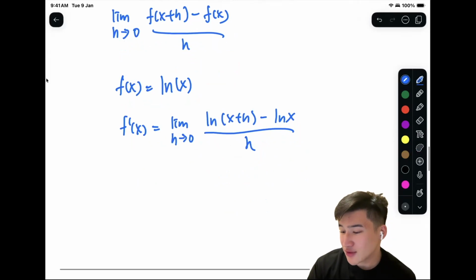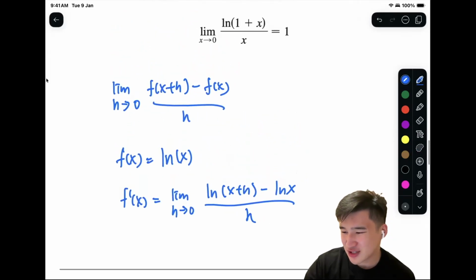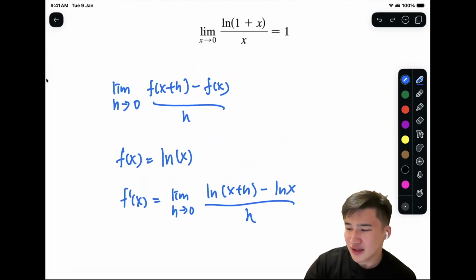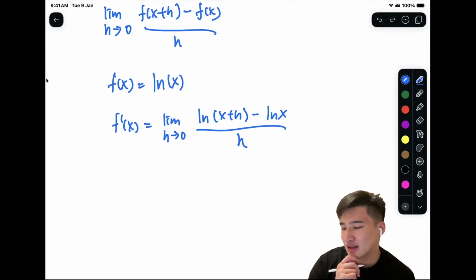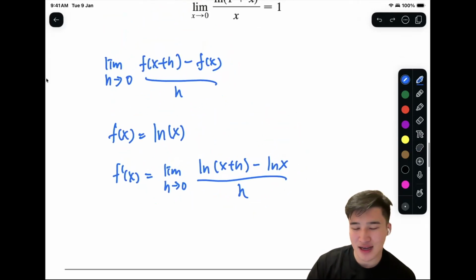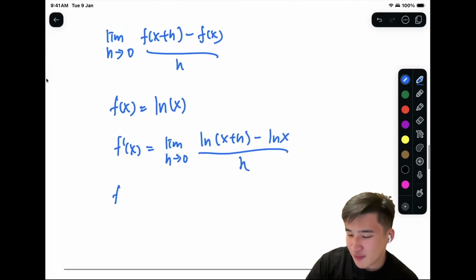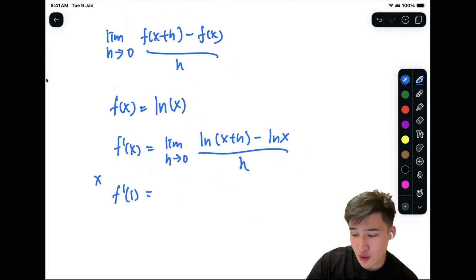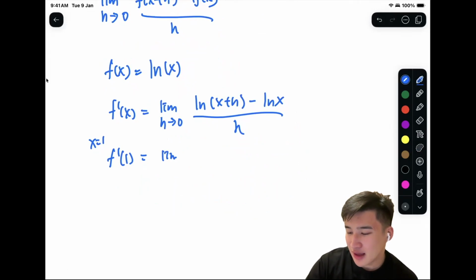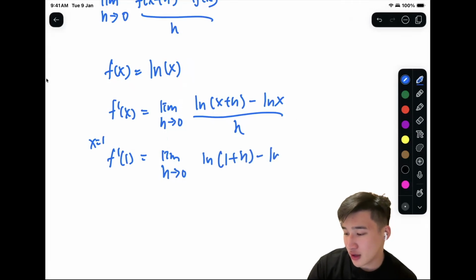And so we have this formula here, which starts to look like this, but look at the inside. We have 1 here. So 1 plus x, and we know that x is a variable, so we don't need to sub anything but 1. So let's try to sub our x as 1. So f prime of 1, which is x equals 1, we have a limit, again, as h approaches 0, of natural log of (1 plus h) minus natural log of 1, divided by h.